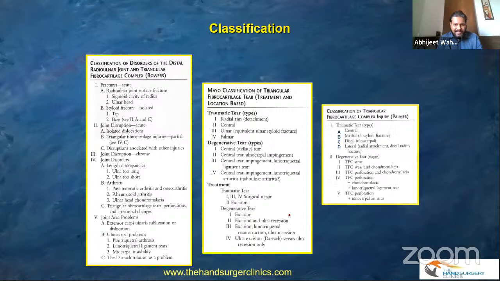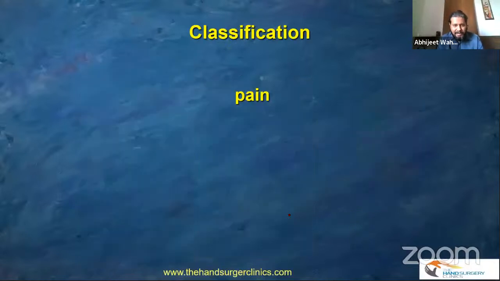Let us understand the classification. There are several classifications that have been published in literature. There is the Bowers classification, there is a Mayo classification, the Palmer classification. As you can see, it is a pretty confounding type of classification and may not be very easy for us to remember. So I like to look at ulnar-sided wrist pain in a very simplistic manner.